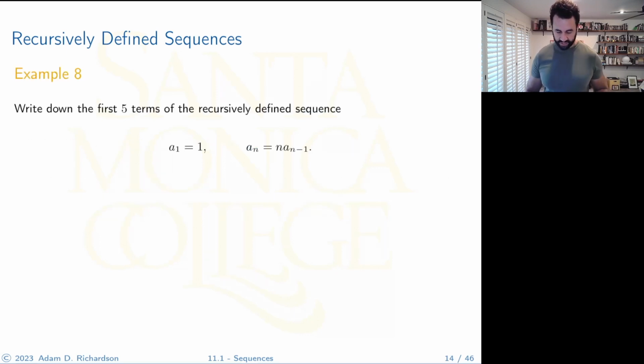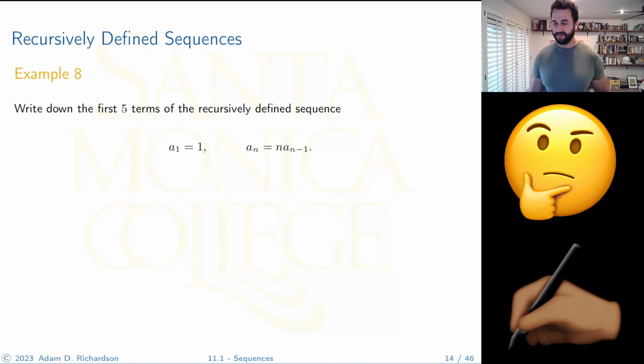That's a recursively defined sequence. There's a recursion relation. So let's look at this one, and this one I want you to try on your own. You can do it pretty quickly, actually. Try to write down the first 5 terms of this sequence. The first term is 1, and then to get the next term, you do n times the previous term. Remember, a sub n minus 1 is the previous term. So take the previous term and multiply it by n and see what you get. Try that one on your own. I'll give you a minute.